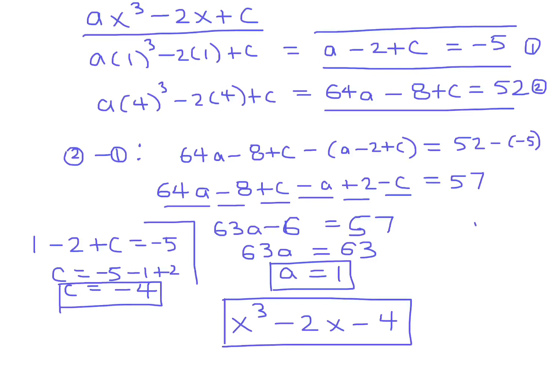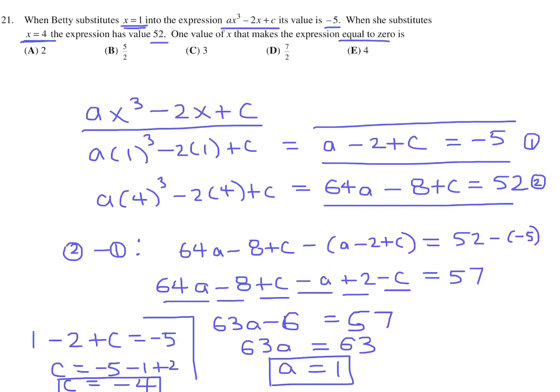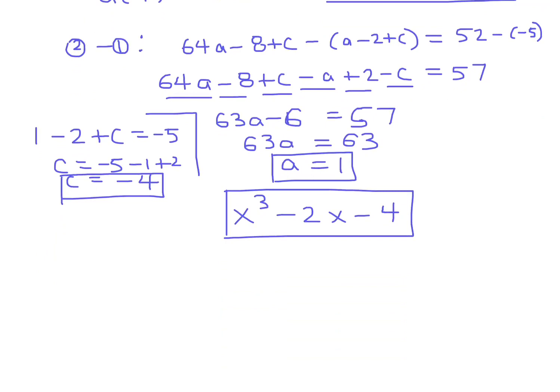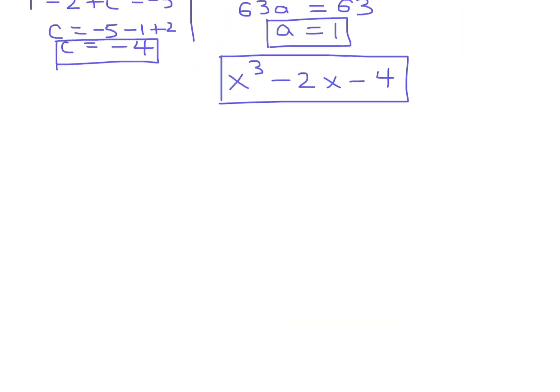Now they are saying in the question, one value of x that makes the expression equal to 0 is. So we want to make this expression equal to 0. So we can definitely do that, and let's see what we get. If we set it equal to 0, this is unfortunately not a quadratic equation because you've got a power of 3, so we can't use the quadratic formula, but we can probably factor and use inspection.